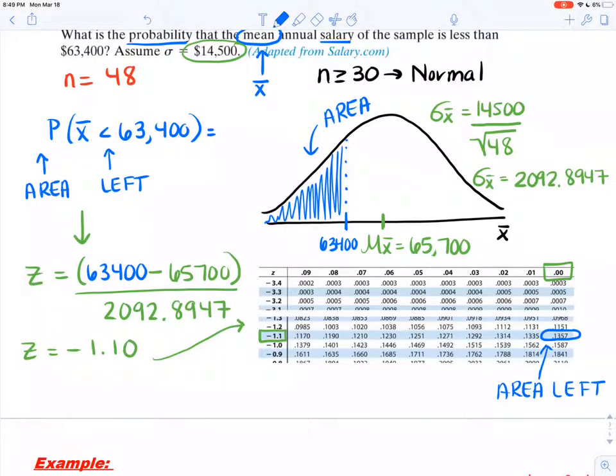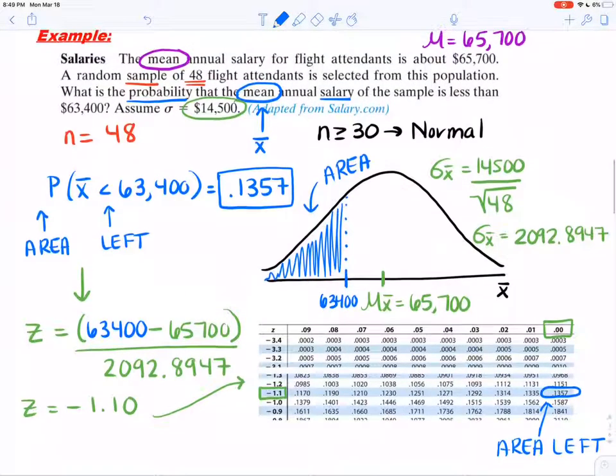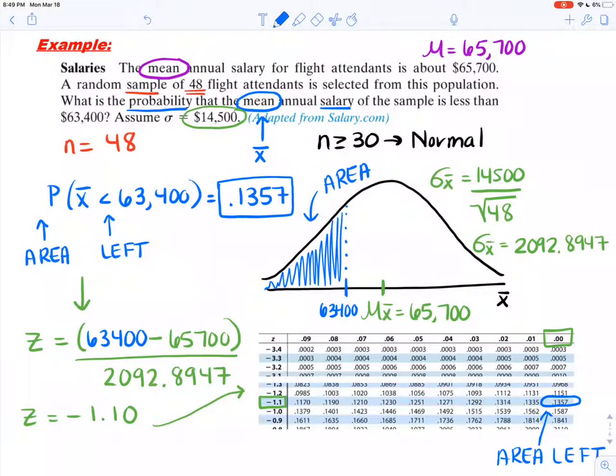So I go back to look at my question. I was asked to look at values less than, which is an area to the left. So this value that I see in my table, 0.1357, is the area to the left, which is the same thing as the probability less than. So about 14% of the time, 13.57%, a sample mean salary for 48 flight attendants will be less than $63,400.